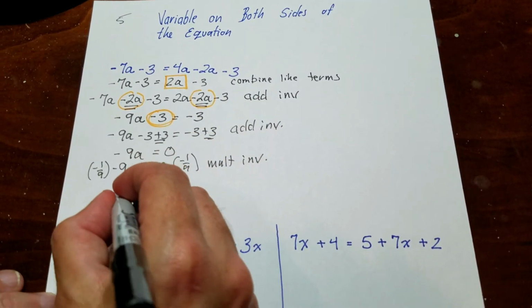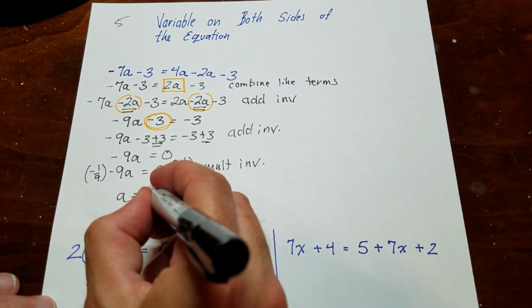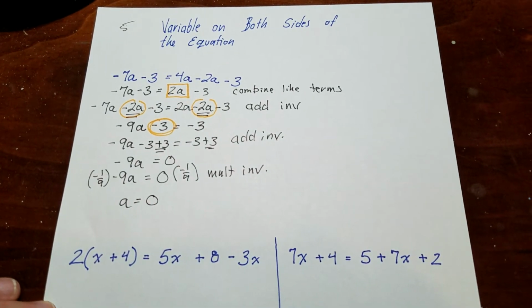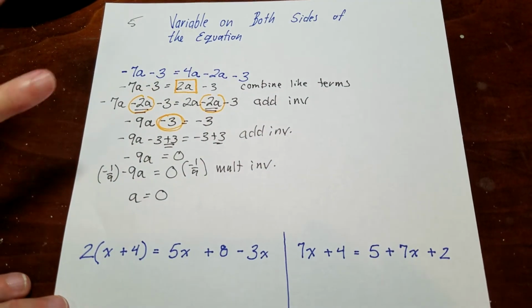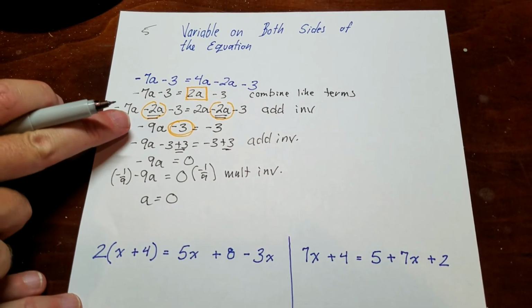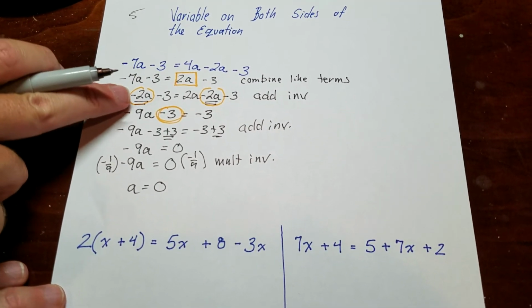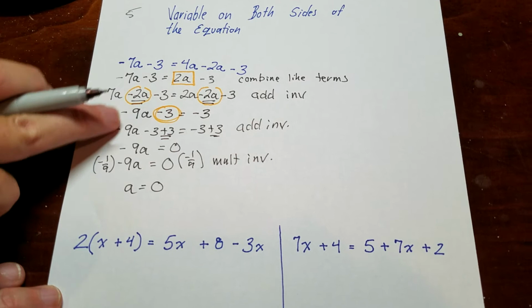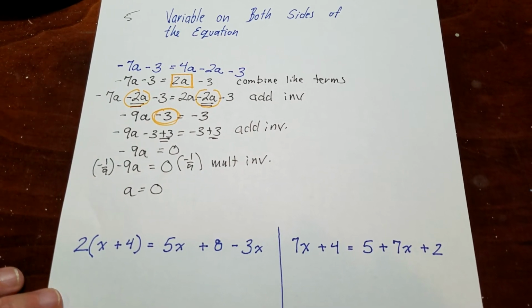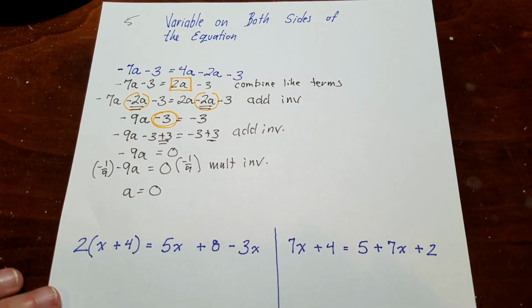And then this is going to be a is equal to 0. And that's it. That's how you do it. So actually, if you look at it, it's only different from sort of once we get to the beginning part. We're past that. You get to here. It's a 2-step equation.